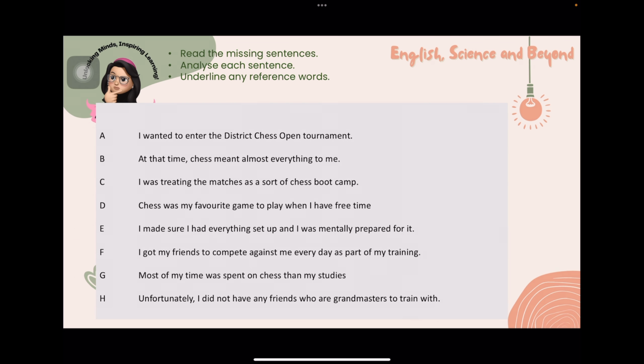So these are our missing sentences, or our answer options, from A to H. What you need to do is first read all of them. I wanted to enter the district chess open tournament. At that time, chess meant almost everything to me. I was treating the matches as a sort of chess boot camp.